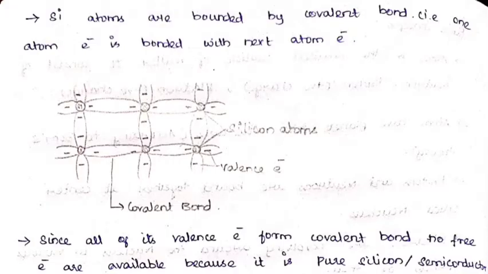Silicon atoms are bound by covalent bonds. That is, one silicon atom's electrons are bound with the next silicon atom's electrons. You can see in the image there are 6 silicon atoms, each having 4 valence electrons. The 4 valence electrons are bound by covalent bonds with the next silicon atom. Since all of its valence electrons form covalent bonds, there are no free electrons in the silicon atom. So it is said to be pure silicon or semiconductor, which is known as an intrinsic semiconductor, that is, a pure semiconductor.